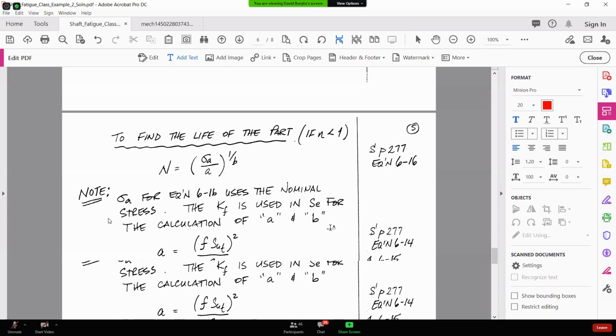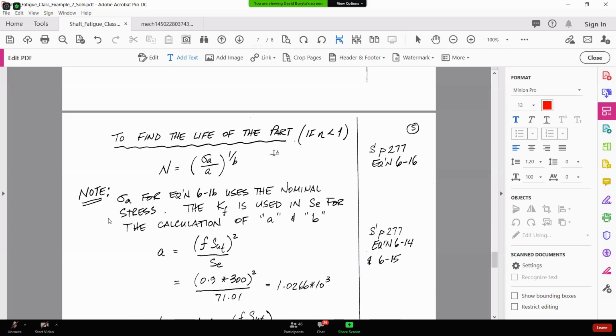So let's assume that when we did find our factor of safety, that it was less than 1, okay? What happens in this equation, I think equation 7-16 in the 11th edition, is that this sigma A uses the nominal stress, and we include the KF in the SE when we calculate the values of A and B, right?